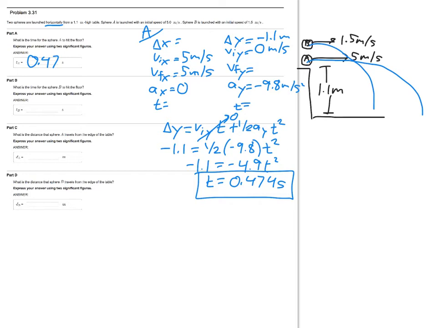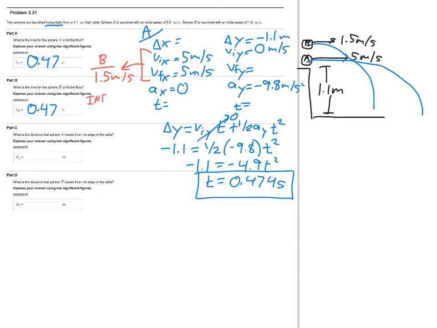Part B asks how long it will take sphere B to hit the floor, so I could go ahead and set up a whole new chart here, just like I did for sphere A. But if I think about it, the only thing that's going to change is when I'm dealing with sphere B, that 5 meters per second is going to become 1.5 meters per second. Everything else is going to stay the same in the case of sphere B. So that means that my time for sphere B is going to be identical, okay? Both spheres have the exact same motion vertically. They start from the same height, they have the same initial y velocity, and they have the same acceleration. So that means they're going to take the same amount of time in air.